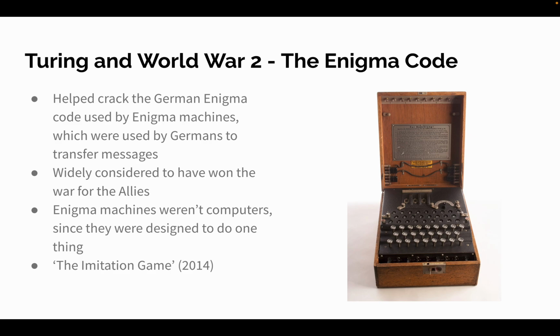These Enigma machines, though, weren't computers because, as we've said about 5 times before, they weren't general purpose. They were designed to do one specific thing.